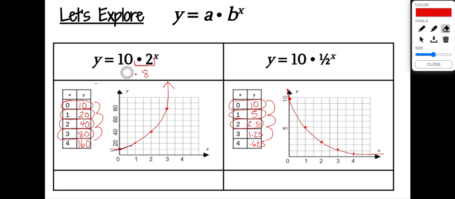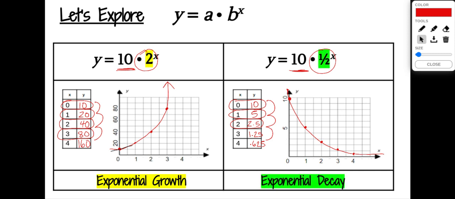So let's just review what we're noticing. In both of these, we have the same y-intercept. They're both 10. We can see that on the graph, the y-axis, the lines across the 10. But what I want you to notice here is the b value, the times 2 and times 1/2. Just by looking at that first one, that times 2, that tells us that's exponential growth because the multiplier, the b value, is greater than 1. This is bigger than 1 right here. And over here on the right-hand side, this is exponential decay because the multiplier is smaller than 1.